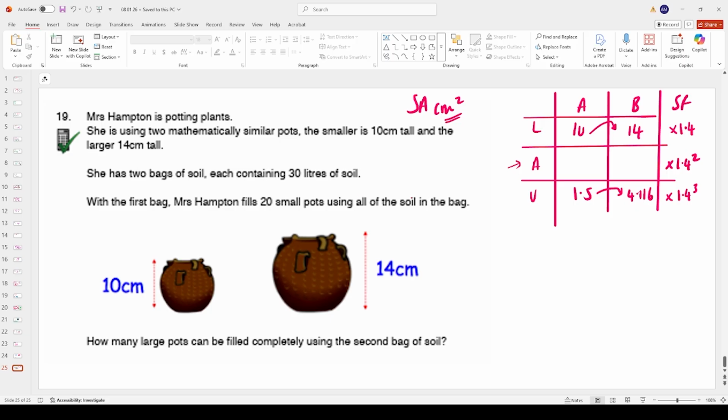Okay, and now what do we do? We just do 30 divided by it, I think. Oh, now I know why you said 7. Suren, you're just on a solo cooking spree, bro. Yeah, that's it. Thank you, Josh. That's exactly what you do. So you do 30 liters divided by 4.116, and that gives you 7.28. So it's 7, because you can't have 7.28, right? Because it says completely by the bag.